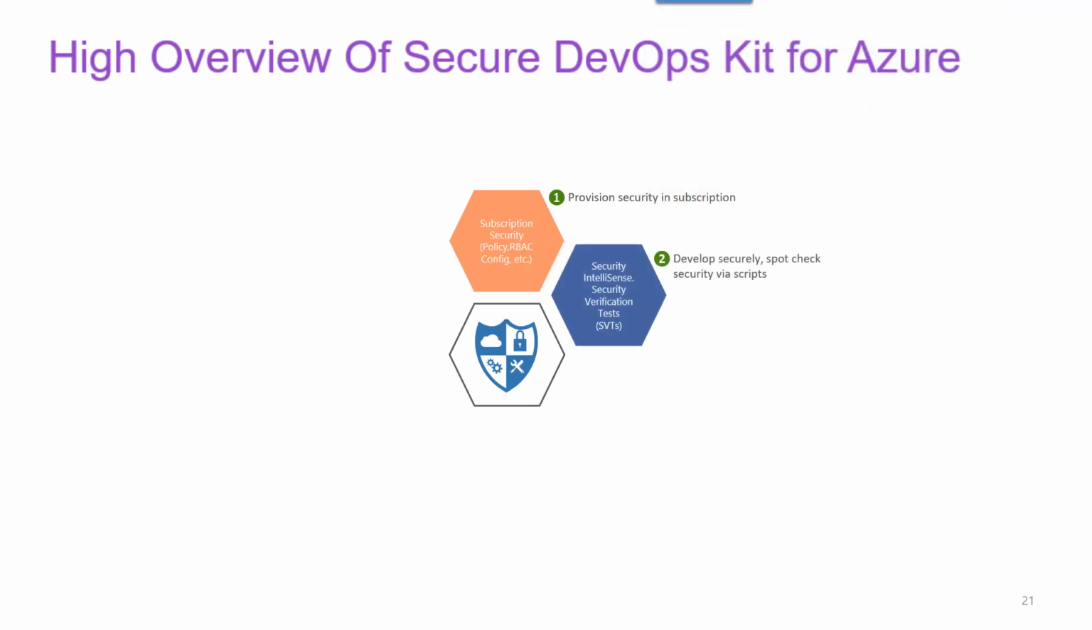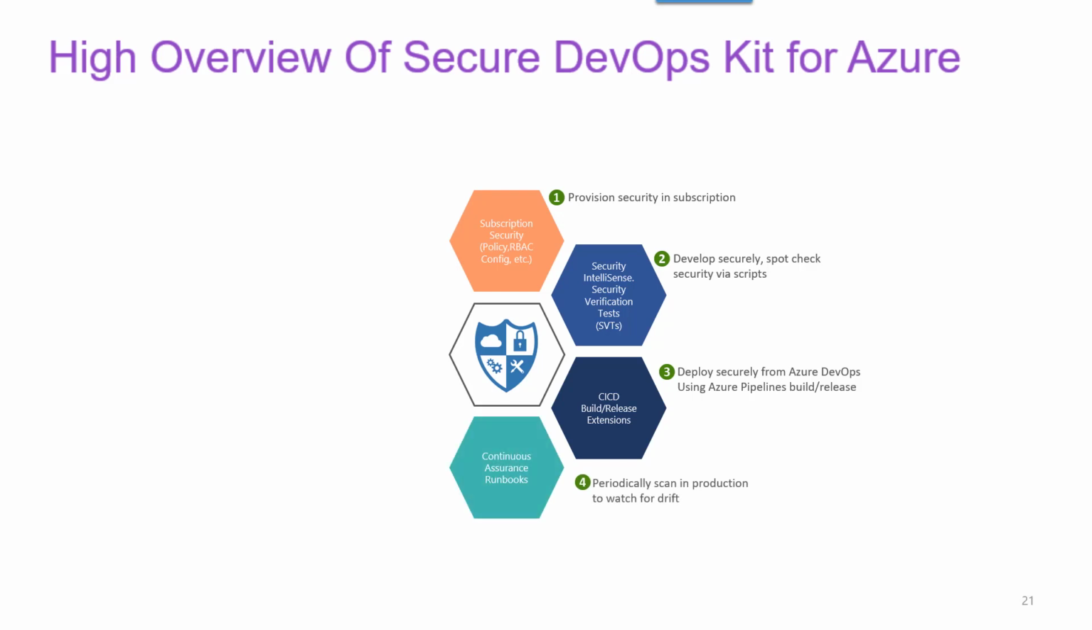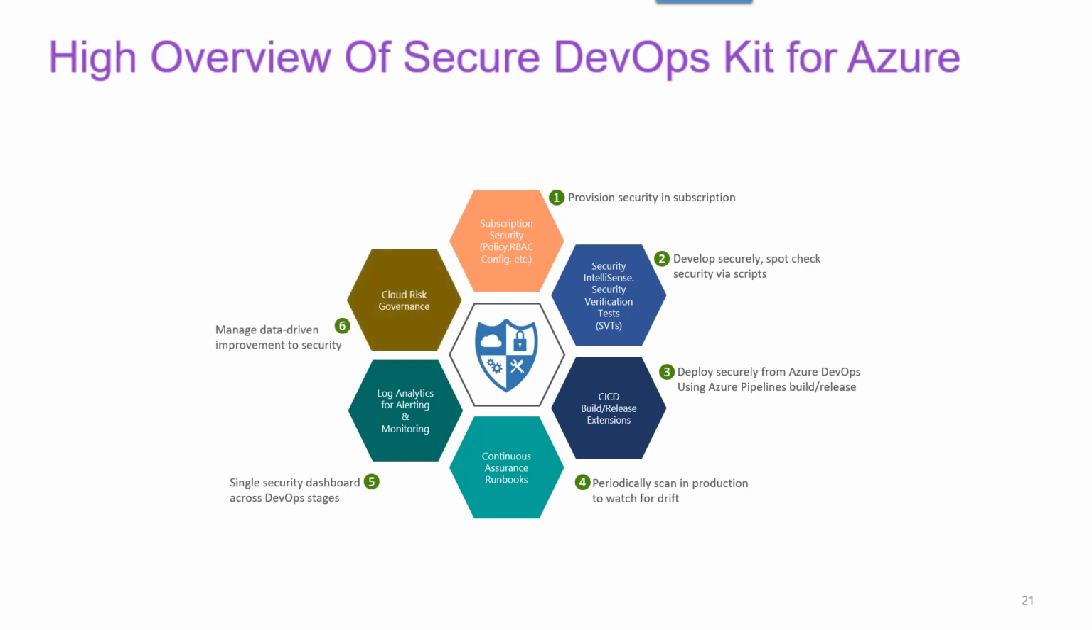It also can provide security intelligence for coding, as well as ad hoc security verification tests. It also has an extension for Azure Pipeline to support security scanning for infrastructure as a part of the pipeline, and also provides a continuous assurance runbook security scan, which will create an Azure Automation with a runbook that can run on a schedule to scan the Azure subscription. It also provides analytics and alerting with monitoring for vulnerabilities, as well as risk governance.